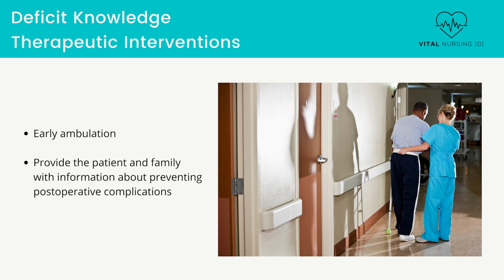Early ambulation. This activity helps prevent pulmonary atelectasis, deep vein thrombosis, paralytic ileus, and other complications of immobility. The timing of ambulation depends on the type of surgical procedure and the patient's level of consciousness.